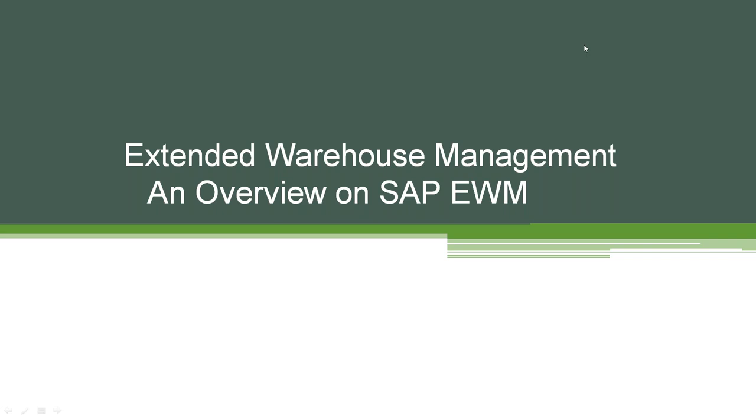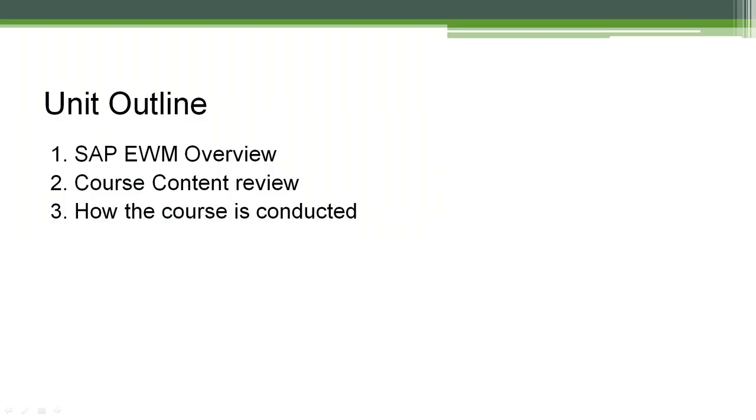So we'll continue our session. This session, we will be taking you through three topics. First, we'll give you an overview of what SAP EWM is, then the course content, how this course is going to be conducted, and finally, we will run through the course content, the different topics, how they are done, and how we are going to cover these different topics in our sessions.